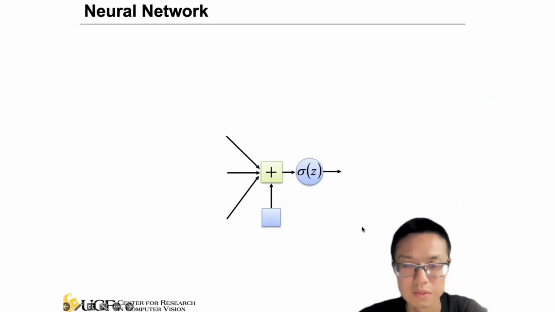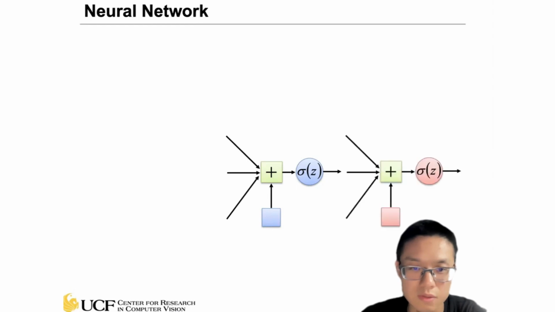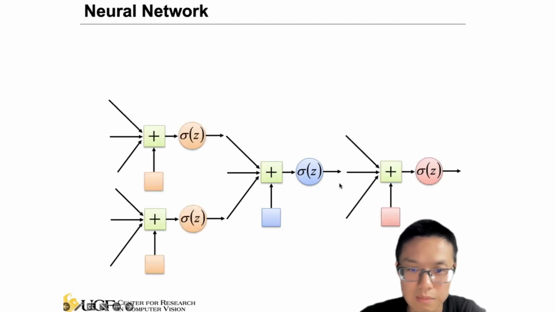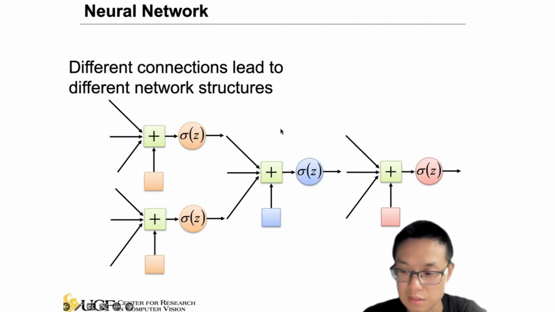Once we're clear about the basic structure and working mechanism of the neuron, we can stack or combine different neurons together to form a network, right? So maybe we can put them in series, or we can also put them in parallel and combine different neurons. So we can have different connections essentially, and this will lead to different network structures, right? I can add more here, I can change the connections, and this will lead to different network architectures.